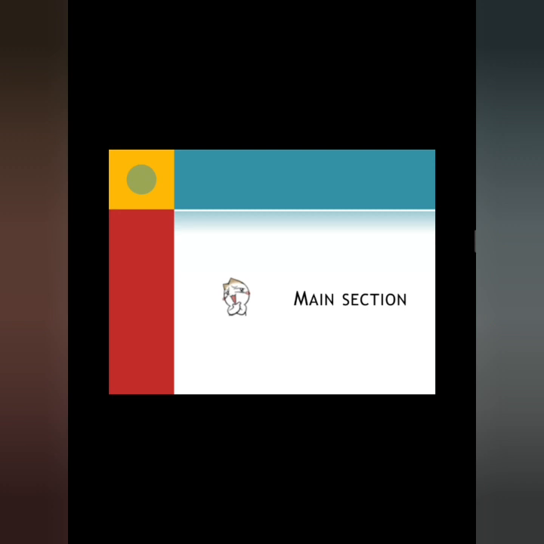Okay, next we will look at the main section. So the reason why I'm going to explain about the main section is because the main section is the part in which you will have to write first before you start writing the preliminary section and the supplementary section. Okay, so let's start with the first thing to write in the main section.